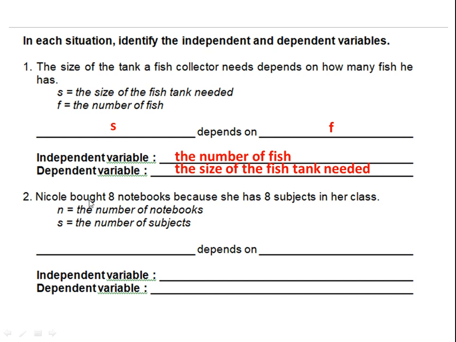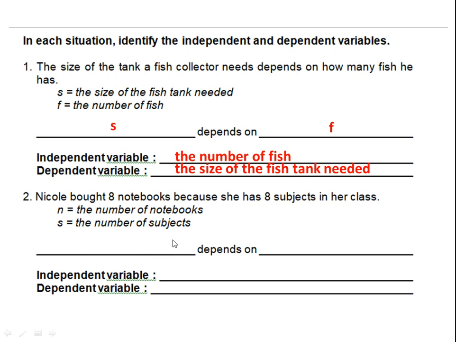Last na to. Nicole bought 8 notebooks because she has 8 subjects in her class. So, N is for the number of notebooks and S is for the number of subjects. So, wala tayong word na depends on dito, pero napakadali lang po niyan. Bumili si Nicole ng 8 notebook kasi meron siyang 8 subject. So, ano yung bagay na dumedepende kay kanino.